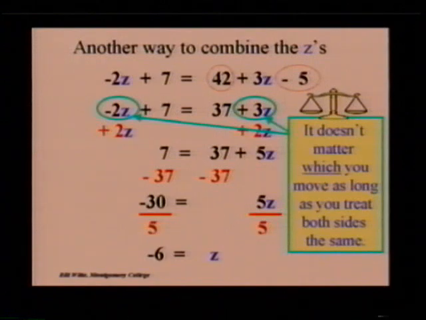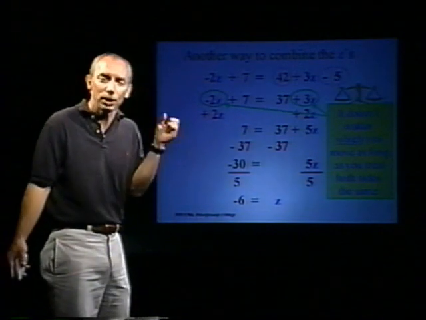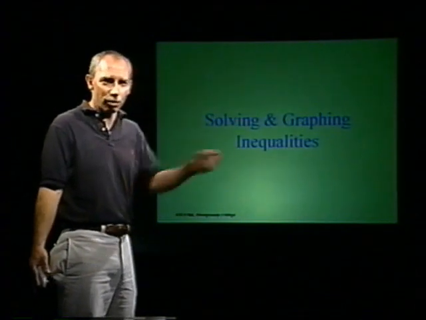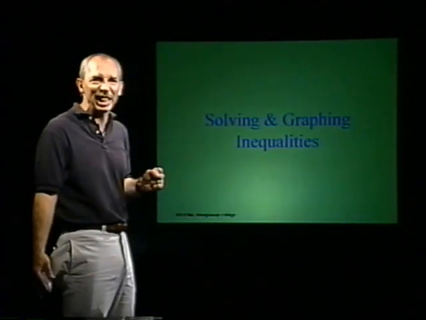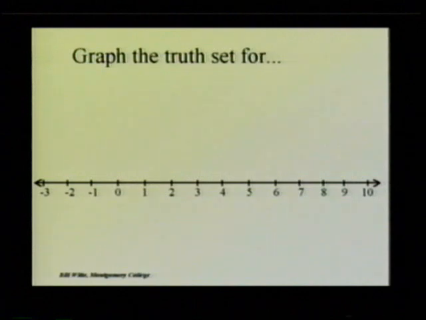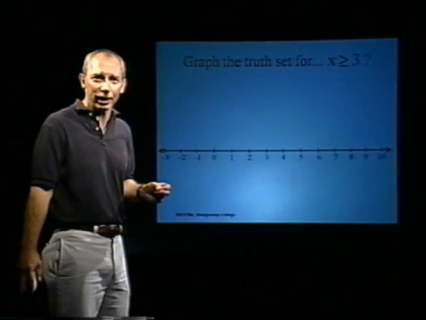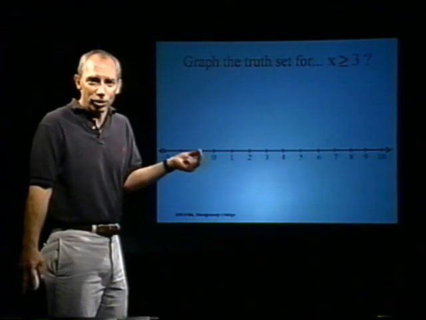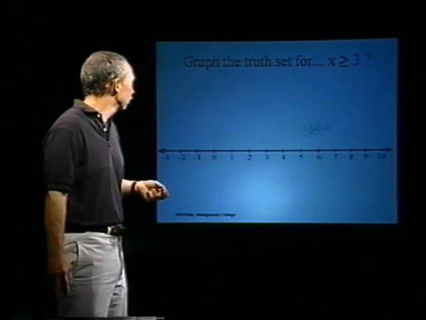It doesn't matter which you move as long as you treat both sides the same. And as I said, it's going to be a lot easier, not that much easier, to bring the smaller over to the bigger. Okay, let's look at inequalities. Things are unequal. Well, inequalities are when they're not equal. Let's graph this. I want all the x's where x is greater than or equal to 3. So I'm supposed to put a dot everywhere there's a number that's bigger than or equal to 3. Should I put a dot?